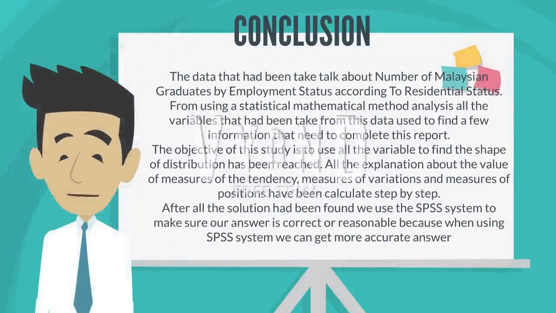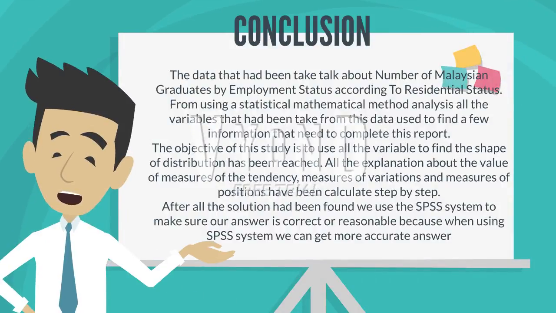The data we discussed is the number of Malaysian graduates by employment status according to residential state. Using statistical and mathematical analysis, all the variables from this data were used to find the information needed to complete this report. The objective of this study is to use all the variables to find the shape of the distribution. All the calculations were done step by step. After all the solutions were found, we used SPSS to make sure our answers are correct and reasonable, because SPSS gives more accurate answers. All the explanations were also given step by step for understanding. Thank you.